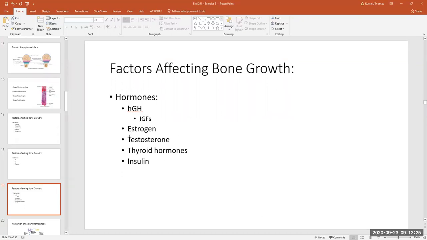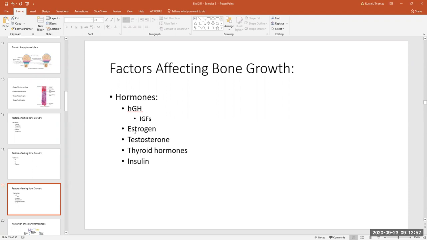Just like estrogen and testosterone, thyroid hormones, insulin even. You guys know insulin already because it deals with your blood sugar, but insulin also causes protein production in our body. Estrogen helps make your bone grow because estrogen decreases osteoclast activity, which allows your osteoblast to build your bony matrix.